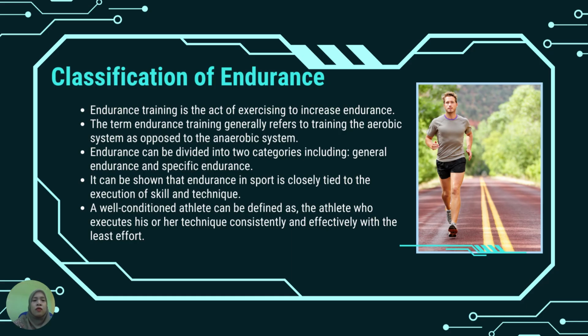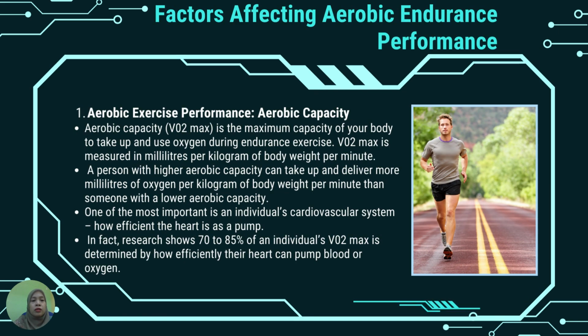The classification of endurance is the act of exercising to increase endurance. The term endurance training generally refers to training the aerobic system as opposed to the anaerobic system. So endurance can be divided into two categories, including general endurance and specific endurance. It can be shown that endurance in sport is closely tied to the execution of skill and technique. A well-conditioned athlete can be defined as an athlete who executes their technique consistently and effectively with less effort.